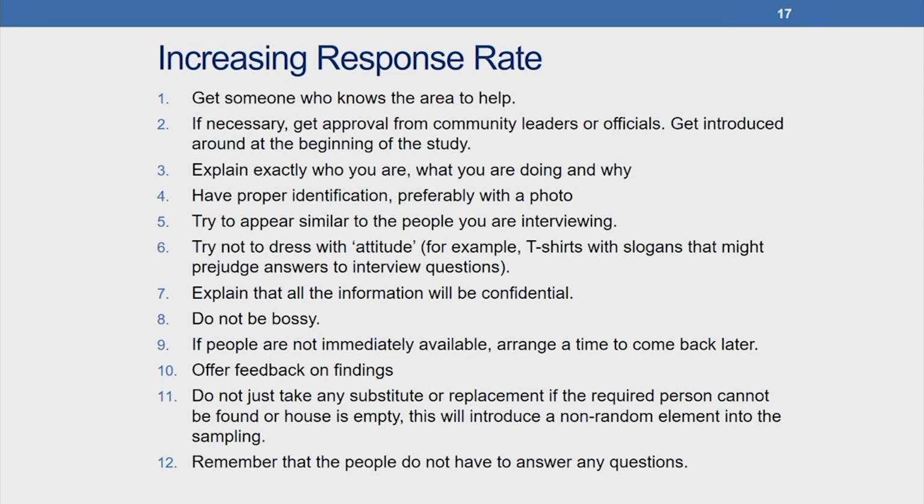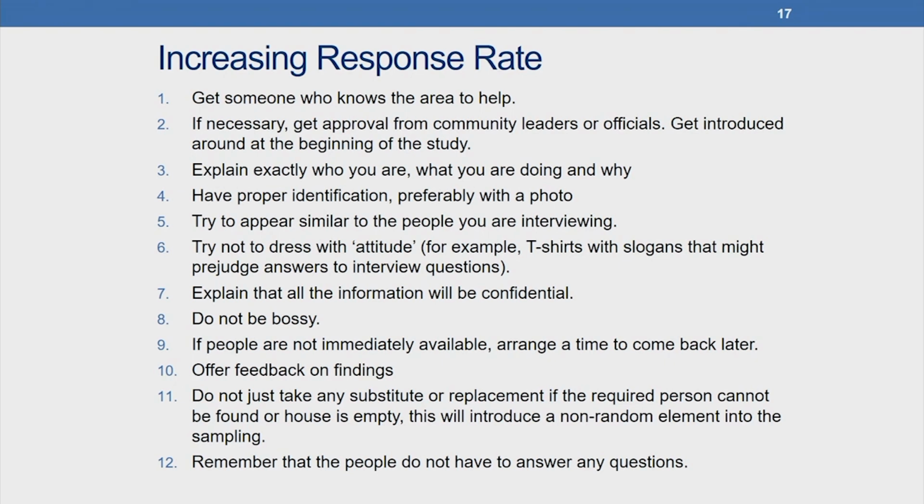You explain exactly who you are, what you are doing and why. Have proper identification, preferably with a photograph. You try to appear similar to the people you are interviewing. Your attitude and dressing sense also add a lot to what you are trying to bring to the survey research. You explain that all the information will be confidential. You do not try to be bossy or arrogant about the research that you are carrying out.